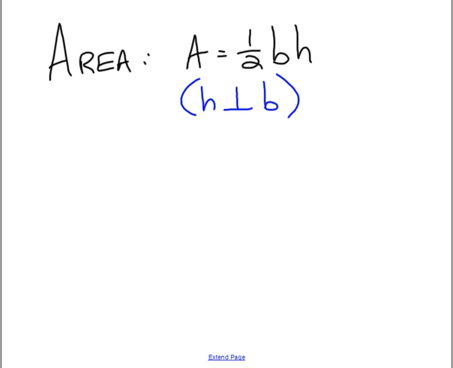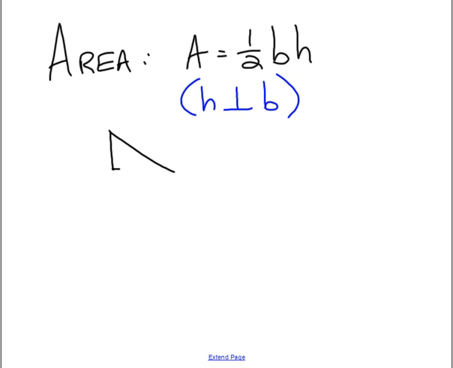Okay, there are 3 different ways to find the area of a triangle. One of them you're probably familiar with from growing up, and that is 1/2 the base times the height. Now, the only thing about that formula is that that height has to be perpendicular to the base. Everybody understand this notation? The height and the base have to be perpendicular to each other.